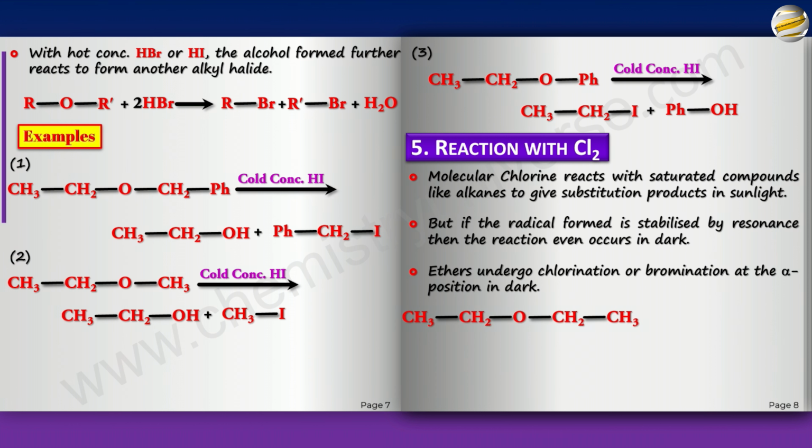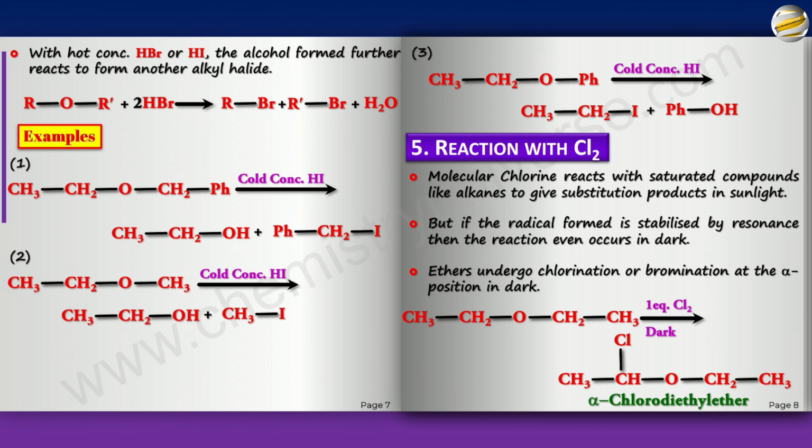So you have this ether and I put one equivalent of Cl2 and it is a dark medium. So what do you think will happen? Obviously it will take an alpha H and form a Cl there. The other Cl will go with the H. So don't think that if there is a Cl2, both H will go. The H will also need something to go with, right? This is called alpha chlorodiethyl ether.